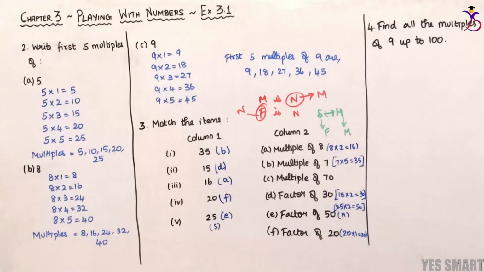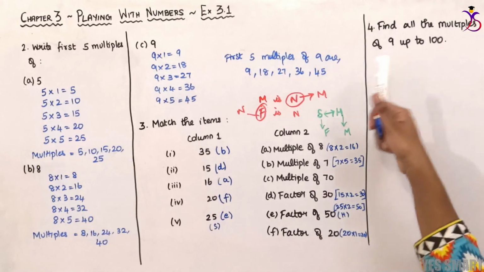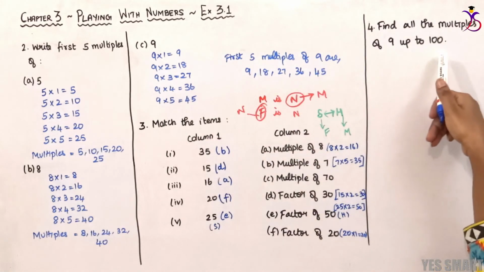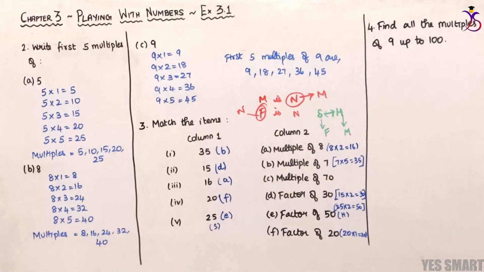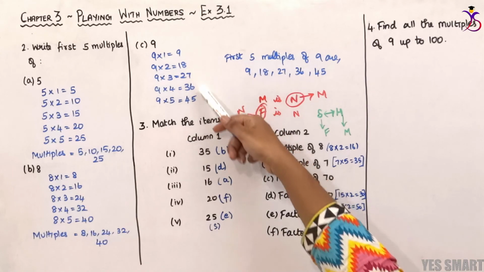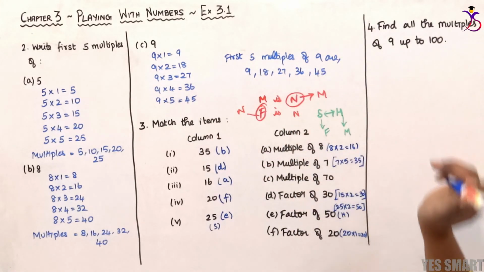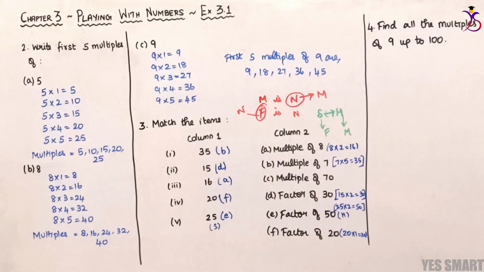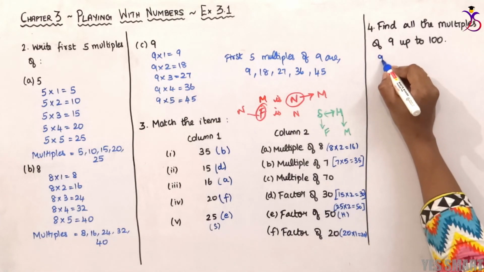Fourth sum, find all the multiples of 9 up to 100. We have to write the multiples of 9 like this. Here we have written till 45 only, but we are supposed to write till 100. When the multiple reaches 100, we stop. So let's try the 9 table.